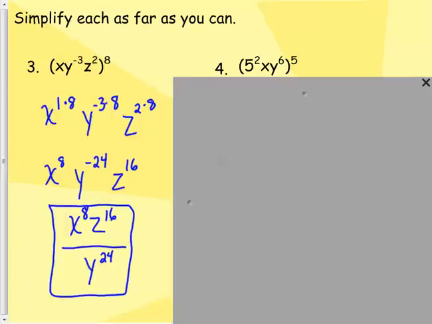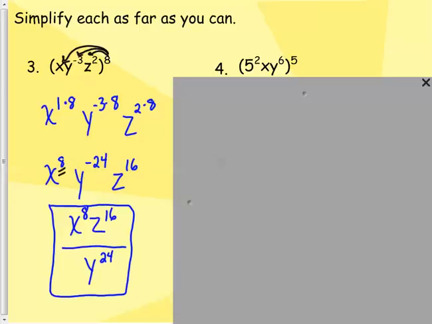Over here, you first distribute the 8 to the x, which we know is to the power of 1. Then you do it to the y, which we know is to the -3rd power, and to the z, which is to the 2nd power. So 1 times 8 is 8, -3 times 8 is -24, and 2 times 8 is 16.